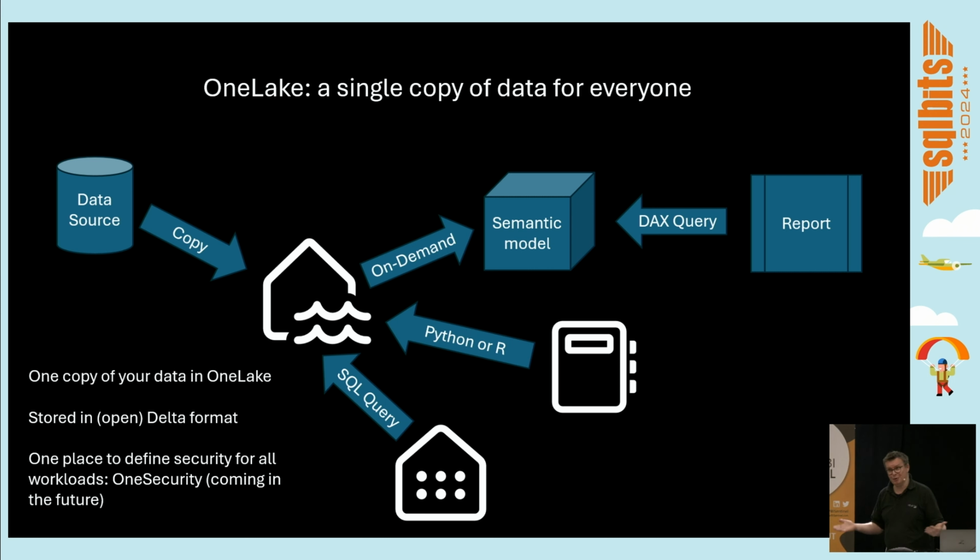Coming soon, later this year, you also have another really cool thing, one security, where you can define, for example, row-level security at the lake level, and then all of your workloads, not just Power BI, respect that security. It's not there yet. There is security. I would like to stress that. I can see Casper looking at me. You can still apply security in your semantic model in other places. One security just means you apply it once, and all of the workloads respect it. So that's going to be pretty cool.